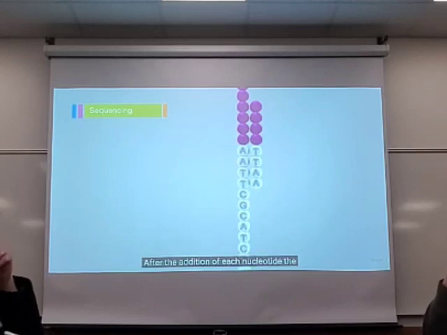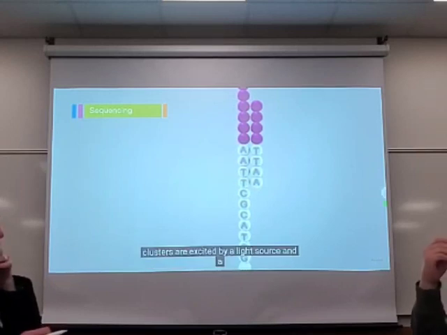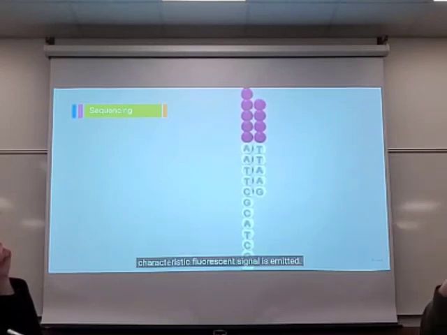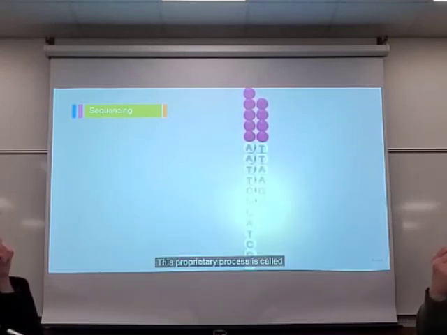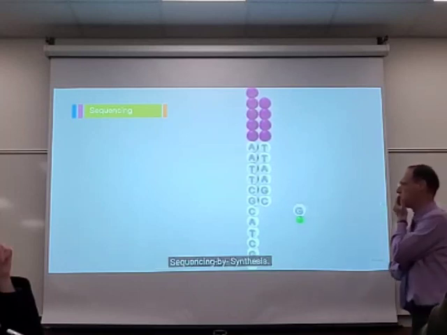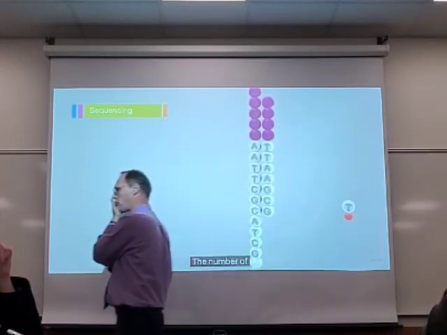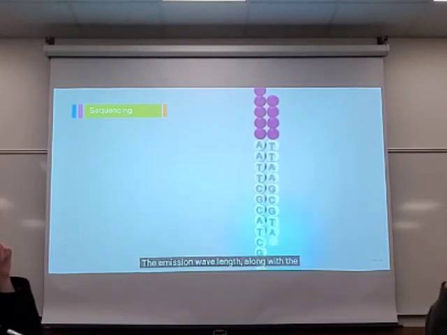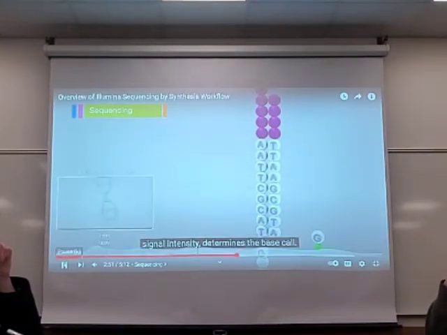After the addition of each nucleotide, the clusters are excited by a light source, and a characteristic fluorescent signal is emitted. Way easier than a double deoxy, you just look for the flash. This proprietary process is called sequencing by synthesis. The number of cycles determines the length of the read. The emission wavelength, along with the signal intensity, determines the base call.